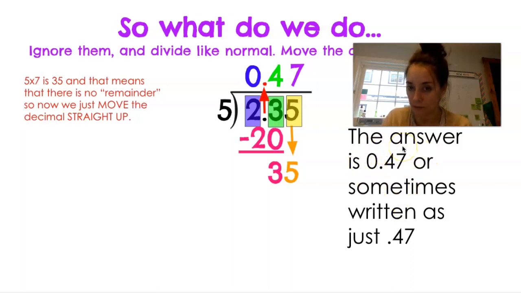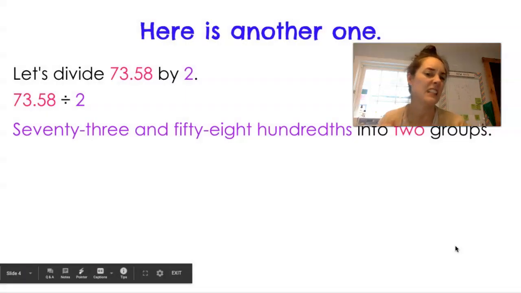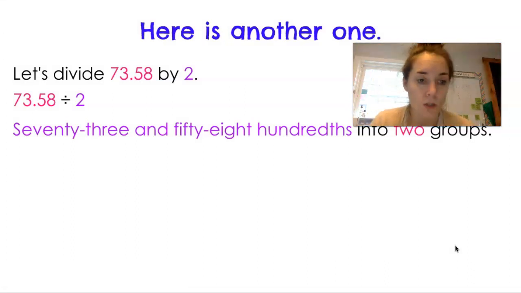All right, let's try another one. You can do this. Oh, this looks easy. It's divided by 2. This is my favorite kind to do. So let's divide 73.58 by 2, or 73 and 58 hundredths divided by 2.